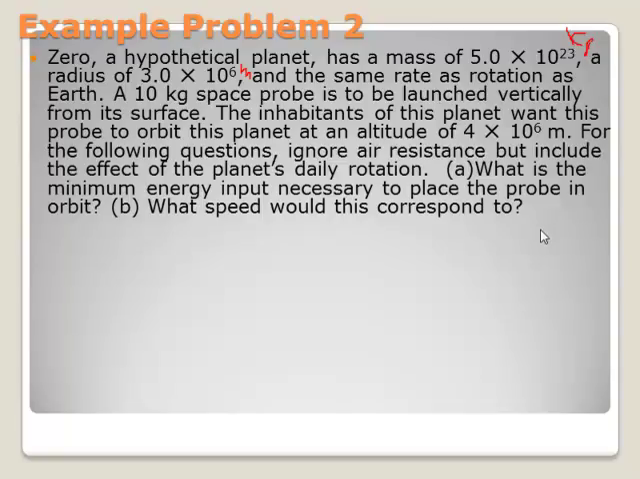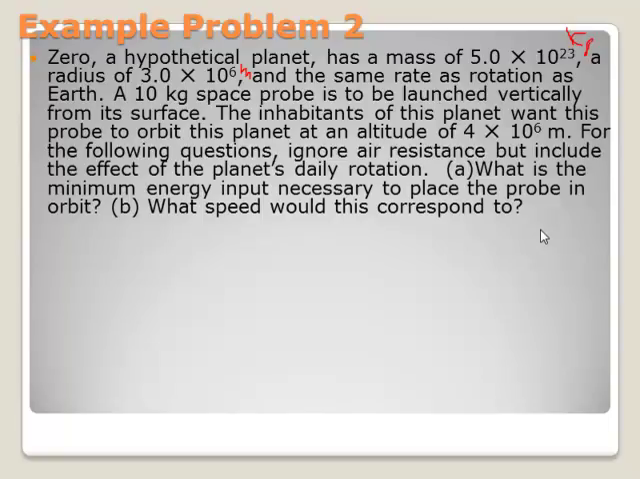So we have a 10 kilogram space probe that is to be launched vertically from its surface. The inhabitants of this planet want this probe to orbit this planet at an altitude of 4 times 10 to the 6 meters. For the following questions, we want to ignore air resistance but include the effect of the planet's daily rotation. So what is the minimum energy input necessary to place the probe in orbit, and what speed would this correspond to? So again, we want to use conservation of mechanical energy.